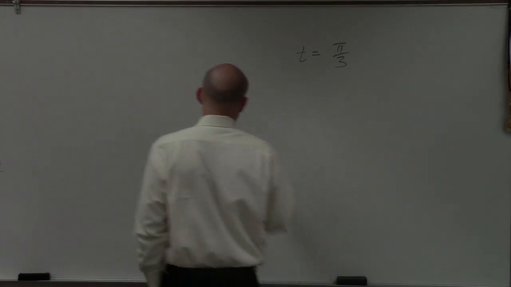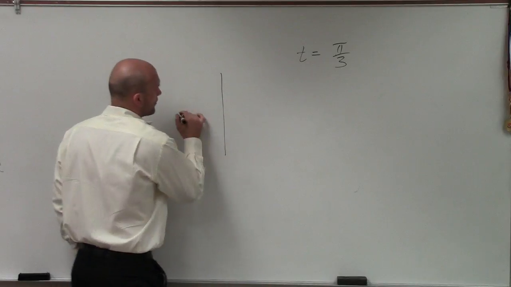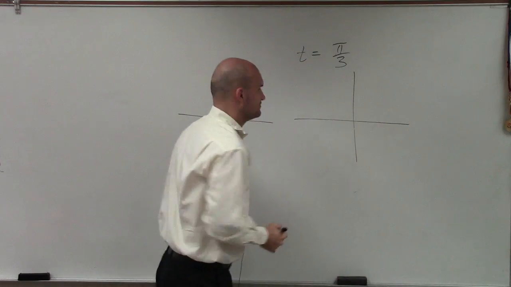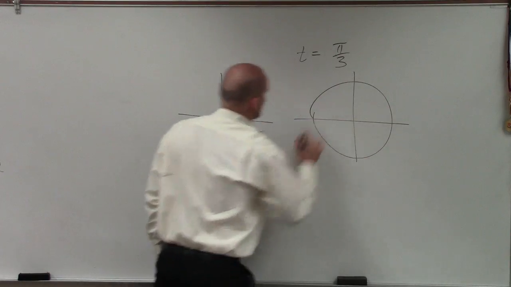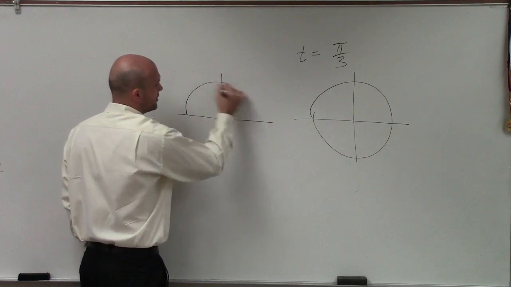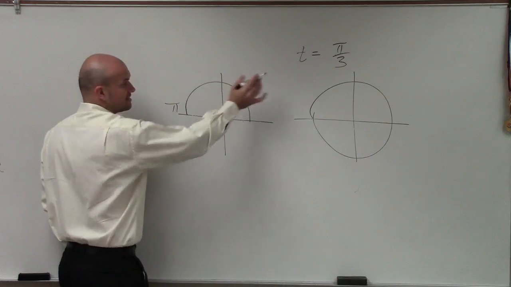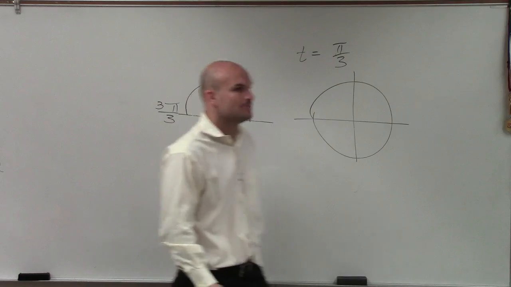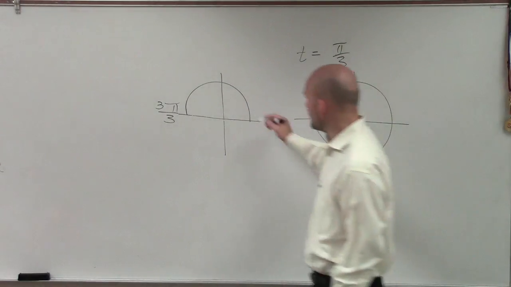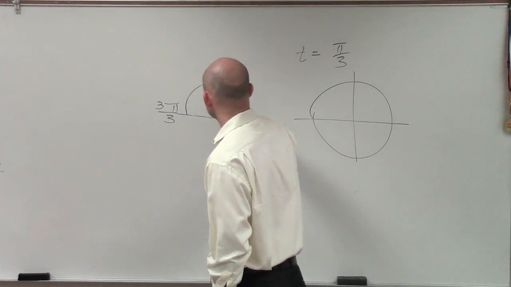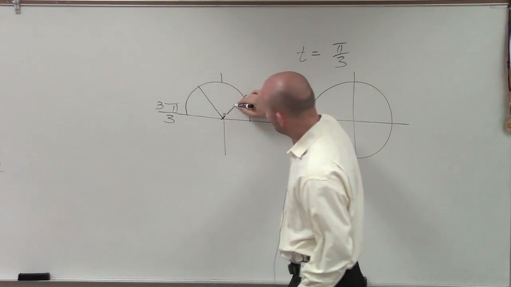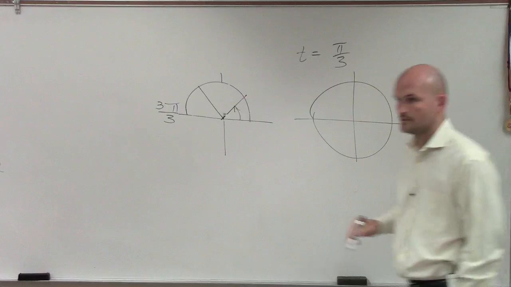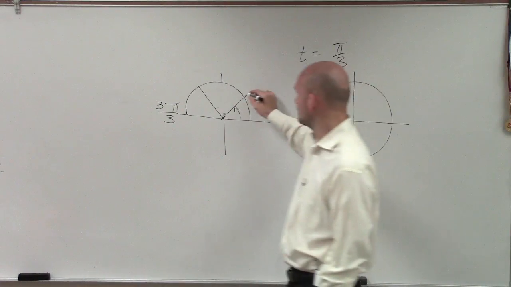So again, doing a problem like this, ladies and gentlemen, we need to know where is the angle, and then we need to know what is the point on the unit circle. So first of all, pi thirds, again, we know halfway around is pi. Since my denominator is 3, I'm going to rewrite that as 3 pi over 3. So a third of that, so if I broke this up into thirds, this would be 1 pi over 3, 2 pi over 3, 3 pi over 3. So it's just right there, right? Pi thirds. So that's my angle.